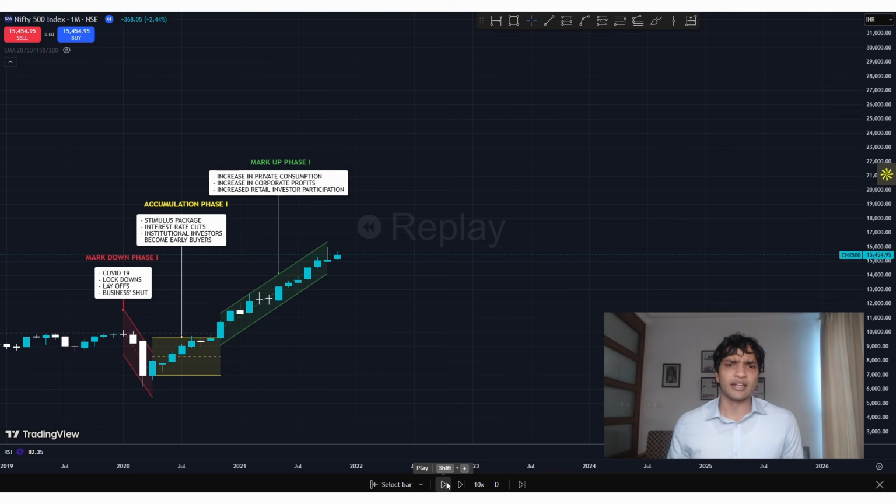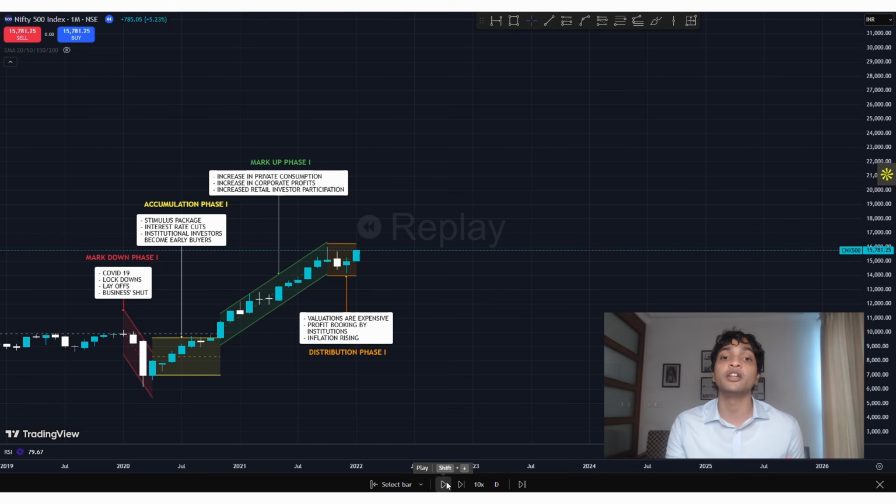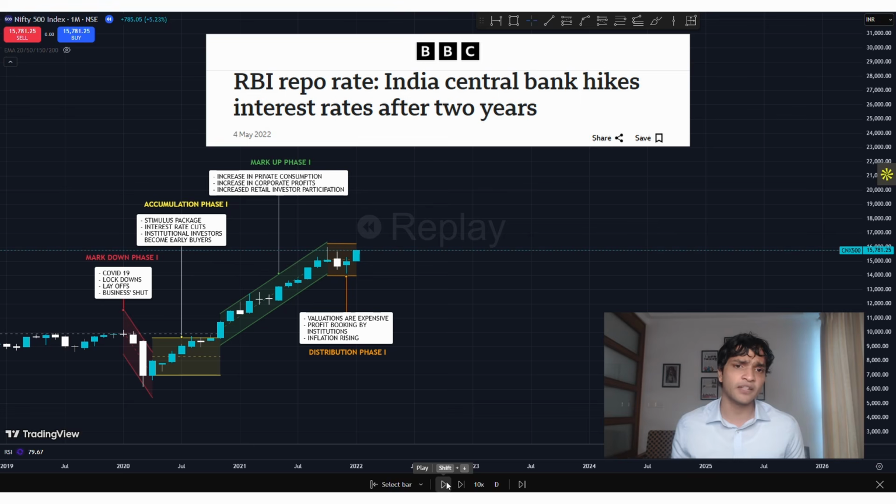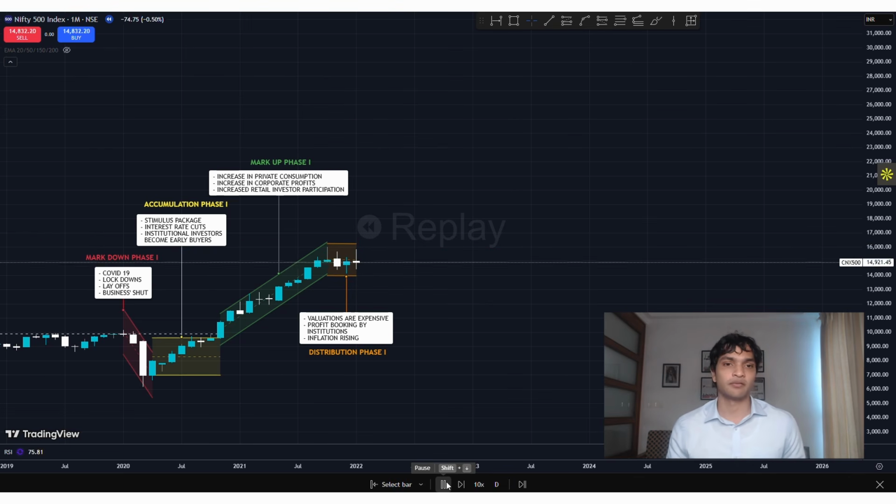As we enter the latter half of 2021, valuations were quite stretched and selling pressure returned as institutional investors started booking profits. This caused the market to form a top and enter a distribution phase. This phase is marked by inflation starting to inflect due to prior government stimulus activities, and concerns about tightening in monetary policy start to turn investor sentiment negative.